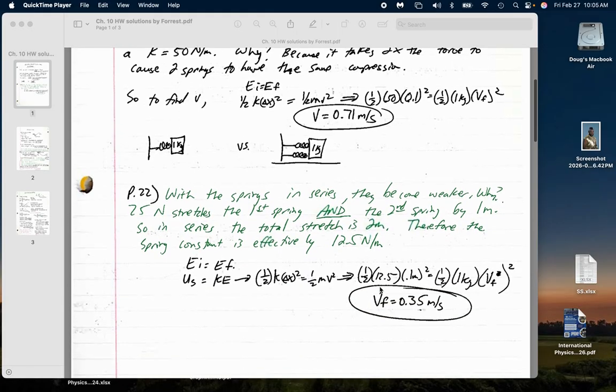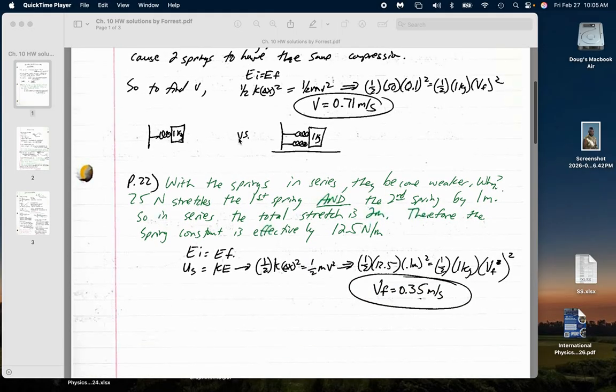For problem 22, when we have the springs in series, essentially they become weaker. Why? Because 25 newtons would stretch the first spring and the second spring by 1 full meter each. So in series, that stretch would be 2 meters, and therefore the spring constant is effectively only 12.5 newtons per meter. So it takes less force to stretch when they're put in series.